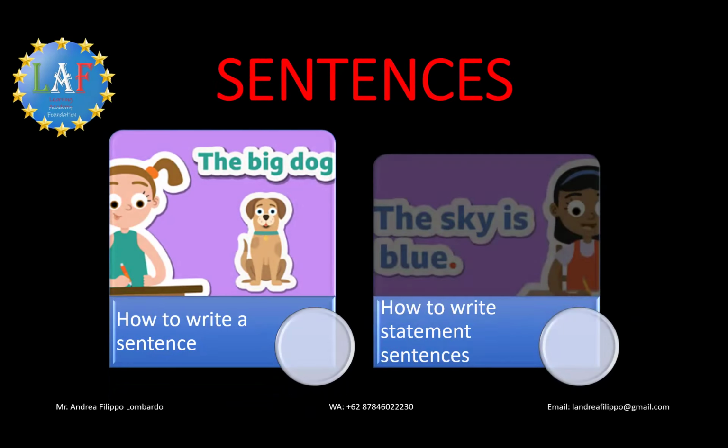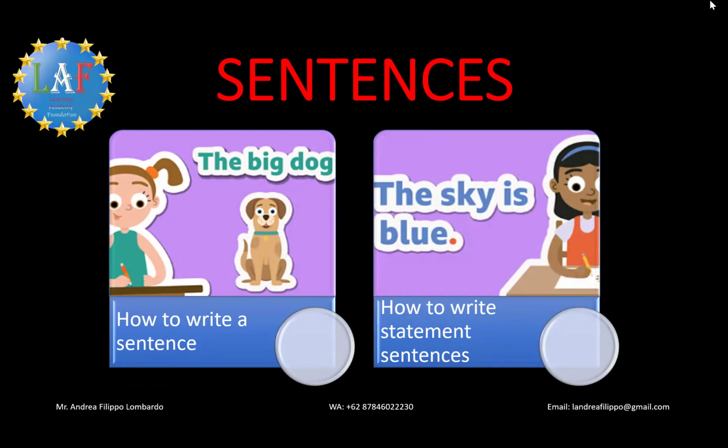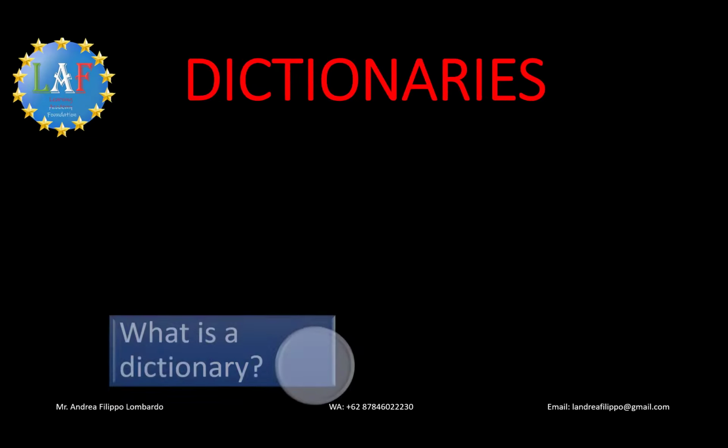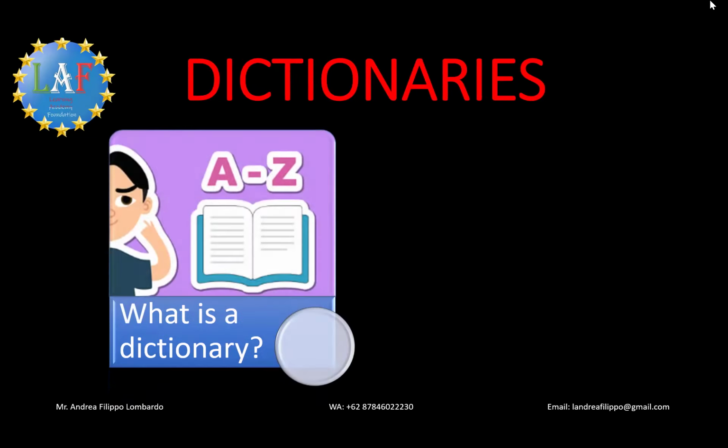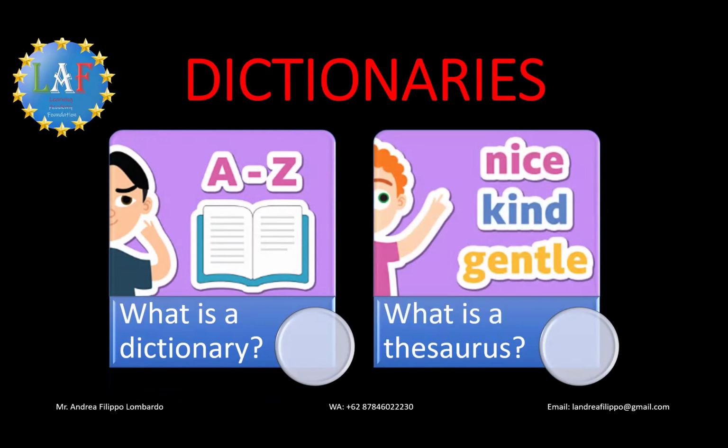They will learn how they can use statement sentences to tell their reader a fact or idea about a topic. After sentences, the next section will be about dictionaries, where the students see that we can use a dictionary to find out the meaning or spelling of a word. And if they want to say or write something differently, a thesaurus provides alternative words with a similar meaning.